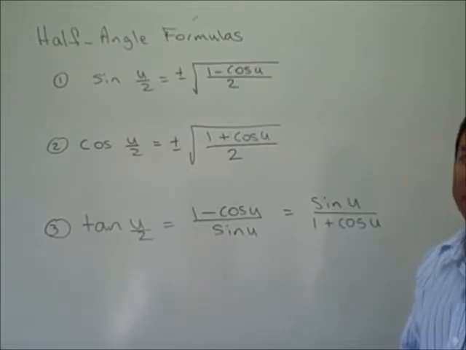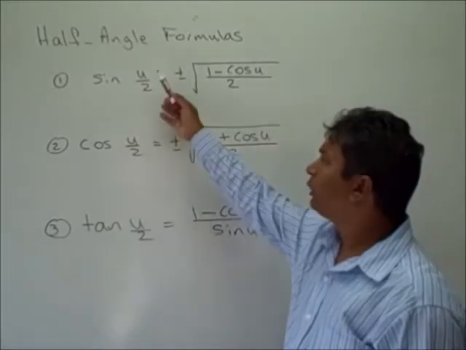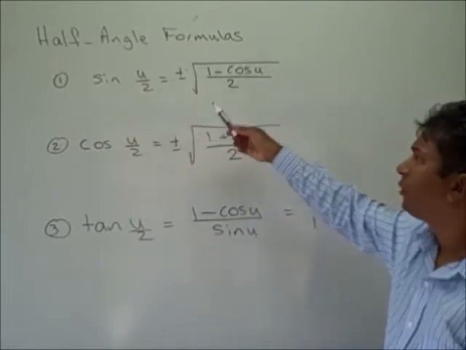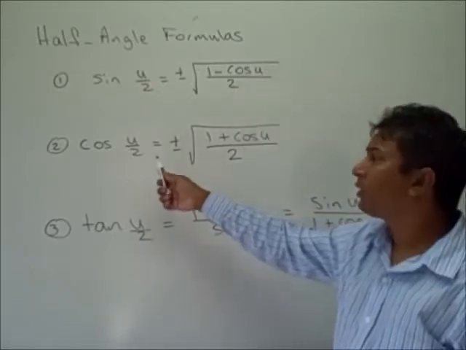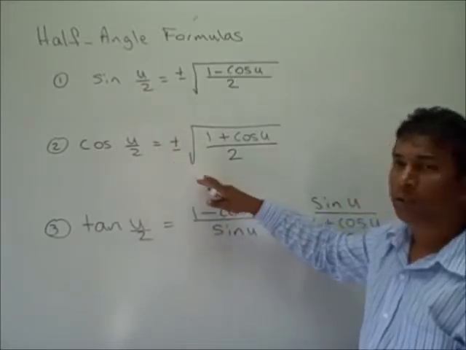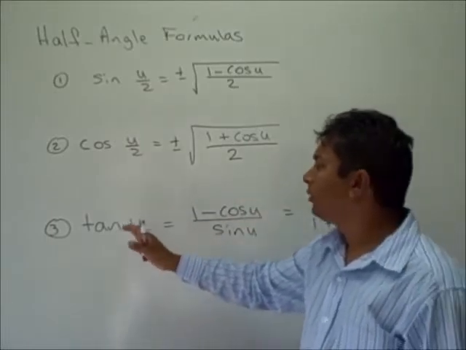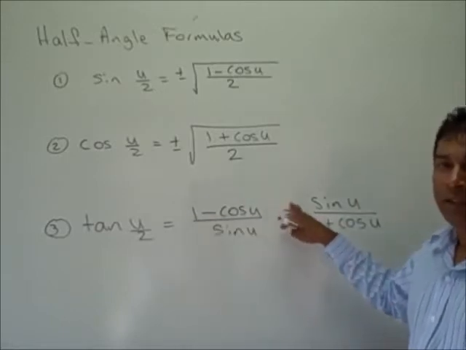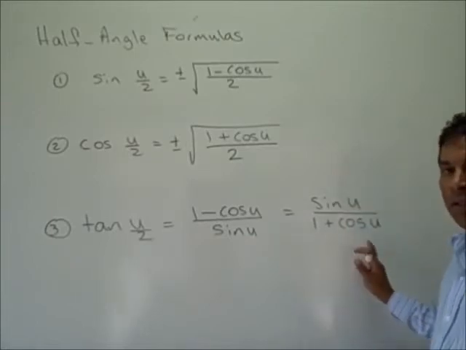Our next set of identities is our half angle formulas. First, we have the sine of u over 2, or the sine of 1/2 of u, is equal to plus or minus the square root of 1 minus cosine u over 2. Or we have the cosine of u over 2, or the cosine of 1/2 u, is equal to plus or minus the square root of 1 plus cosine u all over 2. For tan of 1/2 u, or u over 2, we have two alternatives. The first is 1 minus cosine u over sine u, and the second is sine u over 1 plus cosine u.